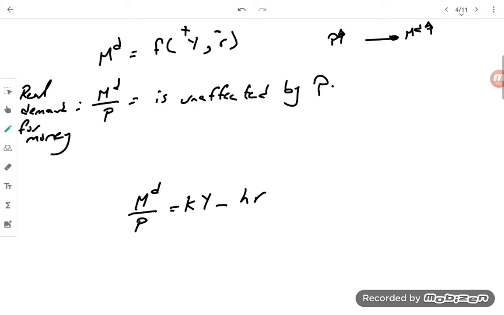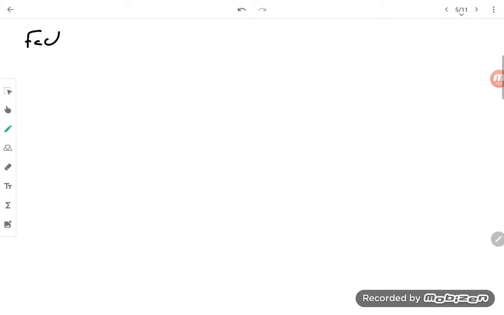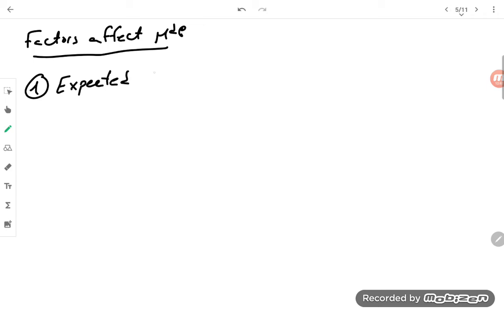So what are the factors that shift or affect demand for money? The main factor that affects demand for money is income. What else? Expected future inflation or expected future prices. If people expect the prices to increase, they will try to hold as little money as possible.